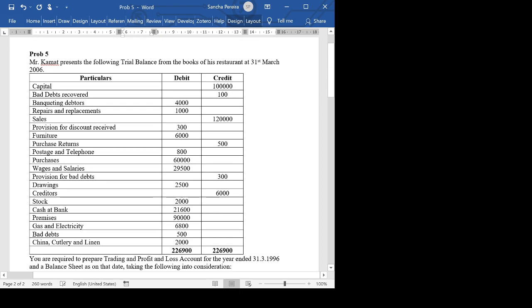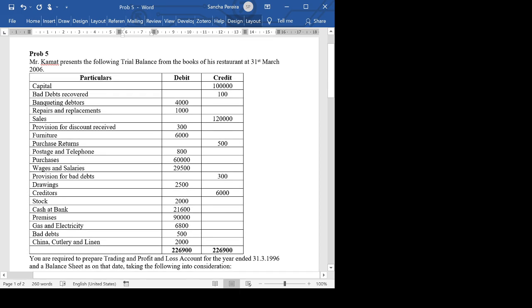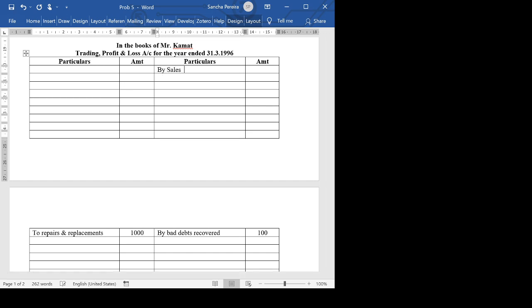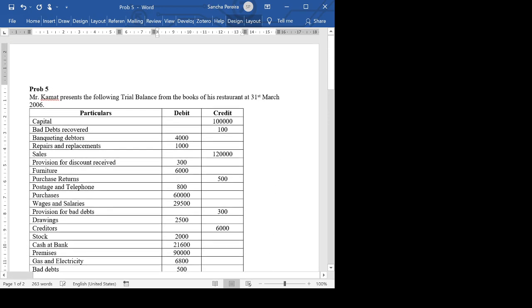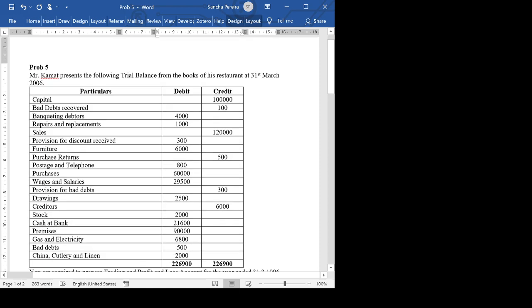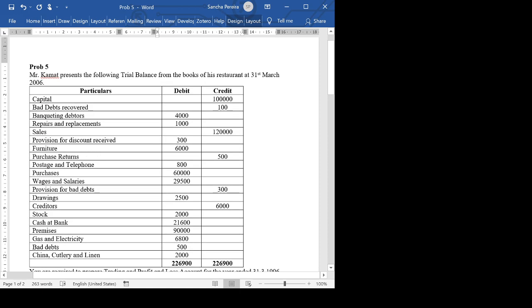Then there is sales, 1,20,000. This also has an adjustment. Then there is provision for discount received. Okay, I'll just come back to this a little later. I'll explain why provision for discount received. I'll just come back to this a little later.